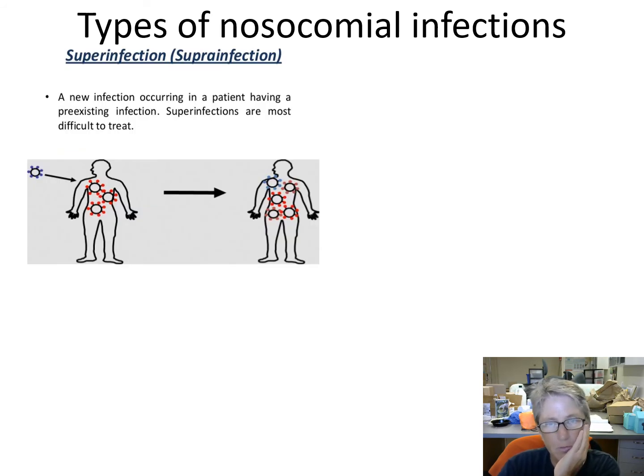Okay, more types of nosocomial infections. A superinfection, everybody's heard of this. It's a new infection occurring in a patient having a pre-existing infection. And they're really difficult to treat. So check out this poor guy. He's already infected with the red virus. Now the blue virus comes in. Now he's got red and blue viruses, and they probably did some genetic DNA swapping and made this new orange virus. So now he's got red, blue, and orange viruses in here.